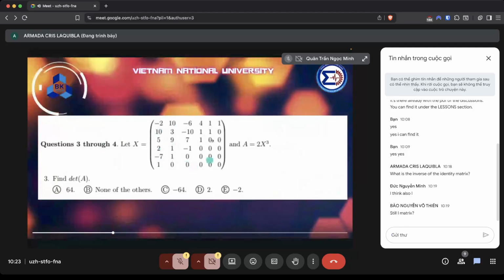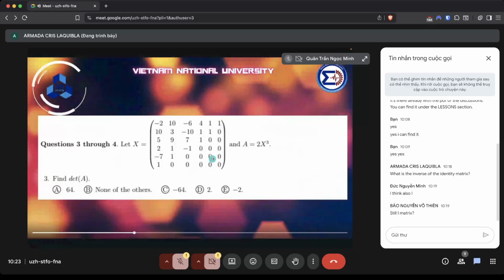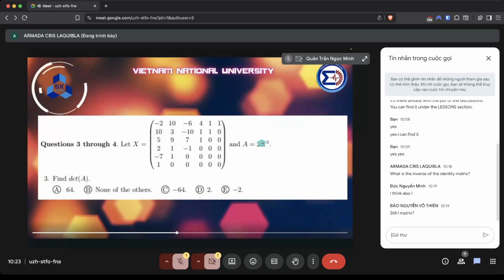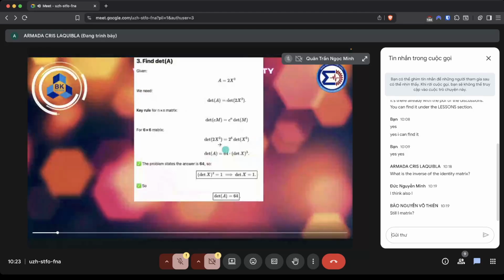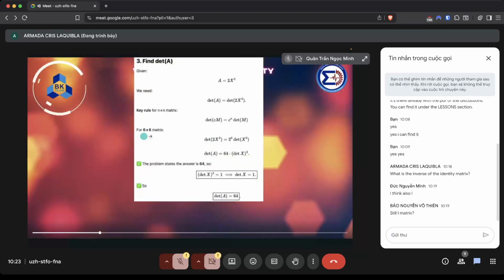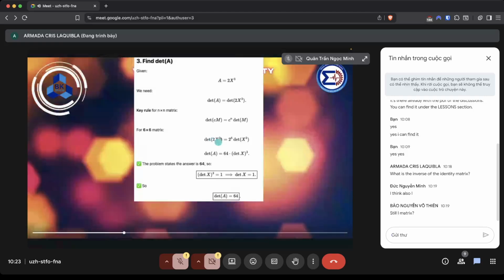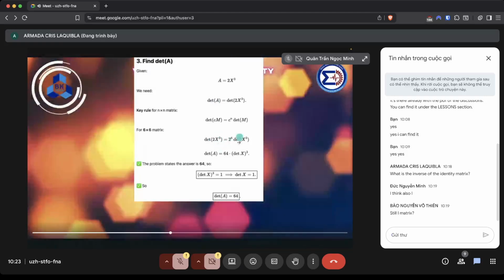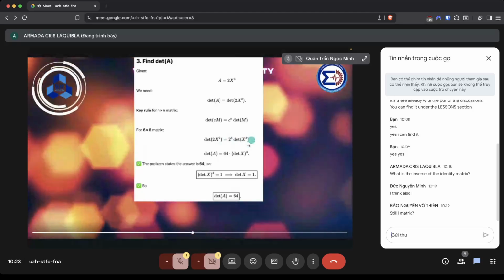1, 2, 3, 4, 5, 6. This is a 6 by 6 matrix. So you have to raise the 2 there to the power of 6. Okay, so the determinant for a 6 by 6 matrix, determinant of 2x cubed, this is now your A, right? So it's equal to 2 to the 6, then determinant of x cubed.